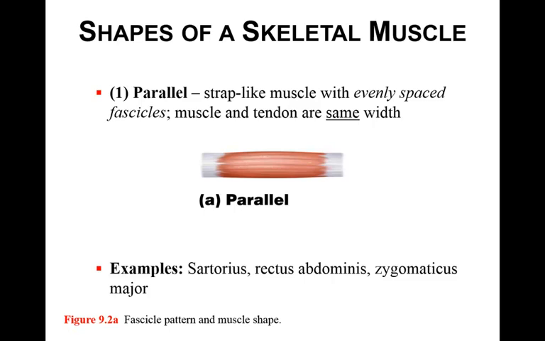Okay, some examples would be your sartorius, rectus abdominis, found in your abdominal area. Zygomaticus major is going to be, zygomatic bone, it's going to be in your cheek there. Okay, now for your exam, you need to know the definition, like what parallel means. Evenly spaced fascicles run in the same direction. You also need to be able to cite examples.